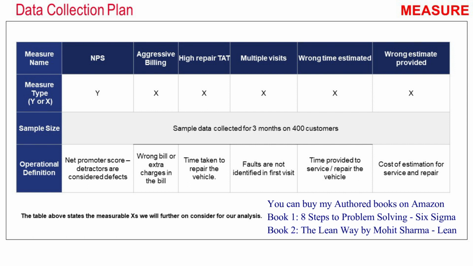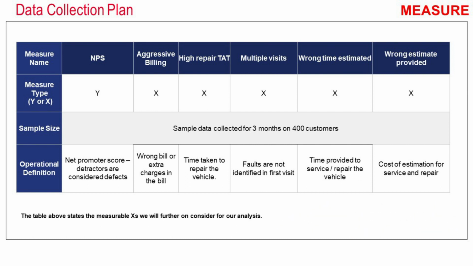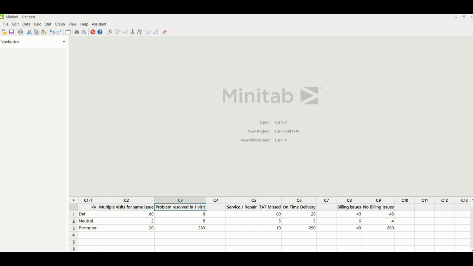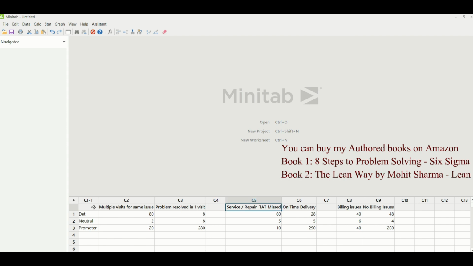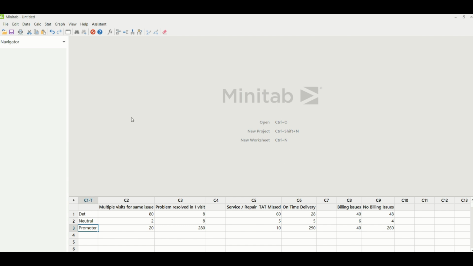So we have collected data on 3 axes. The first one is multiple visits for the same issue. The second one is service or repair TAT, missed or not missed. And the third one is the billing issue. Is there a billing issue or no billing issue? Our Y was discrete and had 3 categories: detractors, neutral, and promoter. And then we tested these 3 axes with our Y.